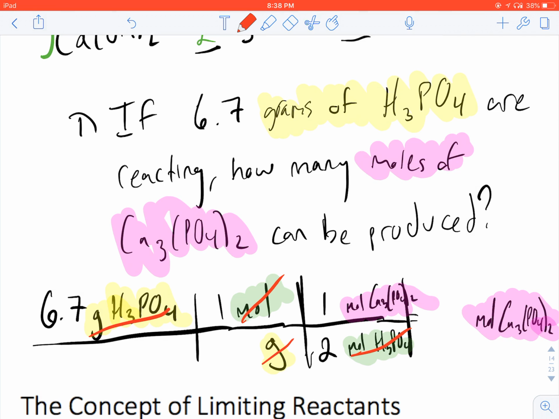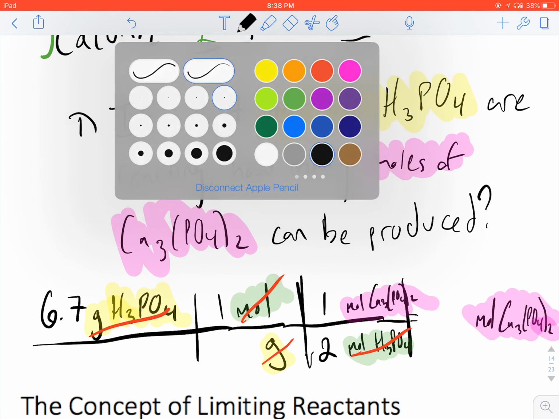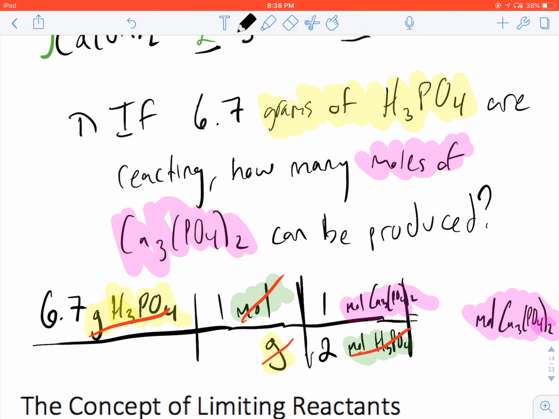So let me just get the molar mass so we can finish this. Let's just say it's 98 for short. So in your calculator, you should be doing 6.7 divided by 98 divided by 2. That's something like 0.03 moles of calcium phosphate. Alrighty, so we should be able to solve these problems.